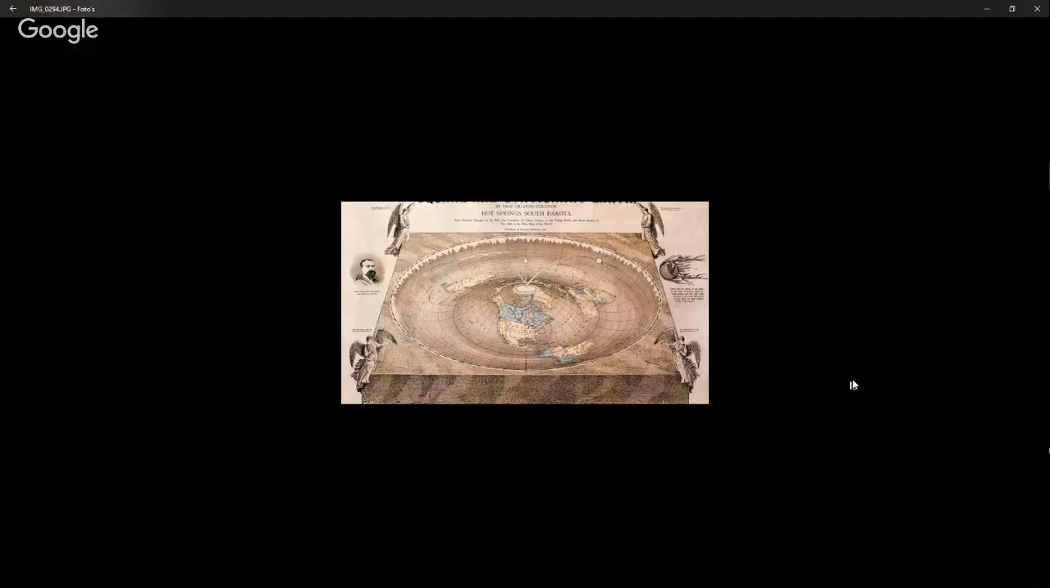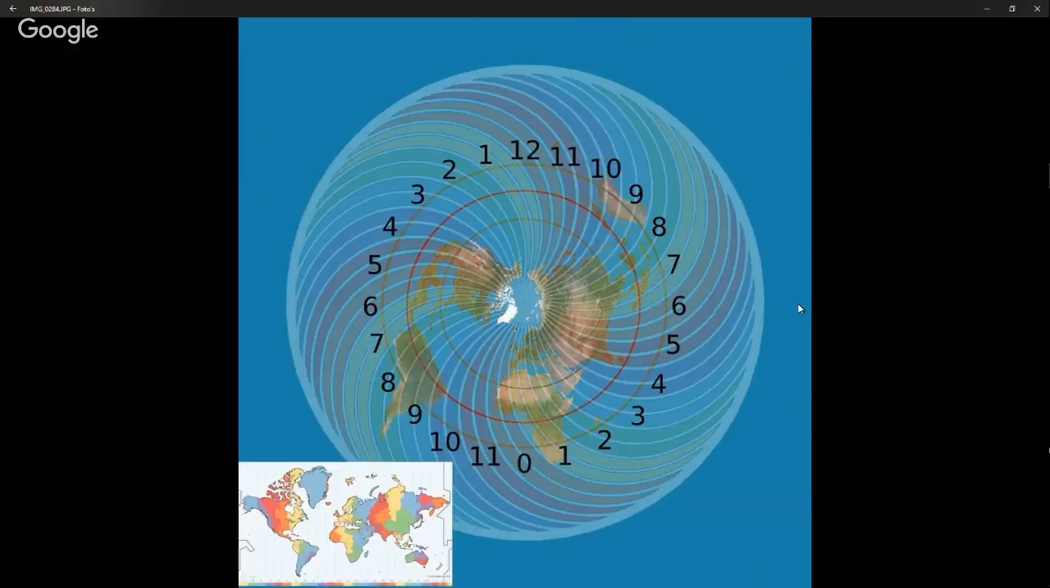This is another flat Earth map. I'm not sure about this one, because this looks more like a concave inverted dome. This is how time works. Only flat Earth. Time zones. Very easy.